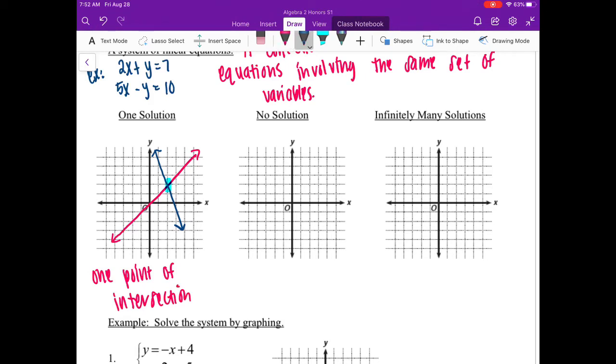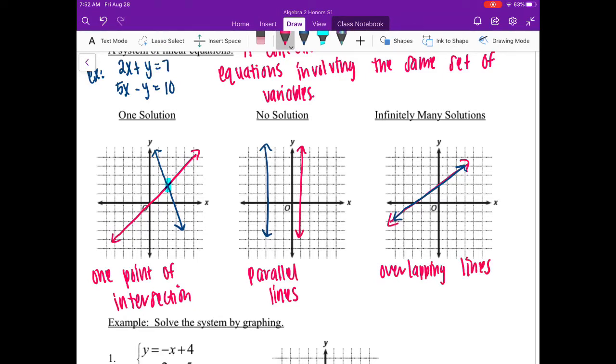You can also have something that has no solution. So if you have a system with no solution, that means you have parallel lines. They are never going to intersect. And your last option will be infinitely many solutions. So that means that your two lines are actually the same line. So you can think of it as overlapping lines, same line.